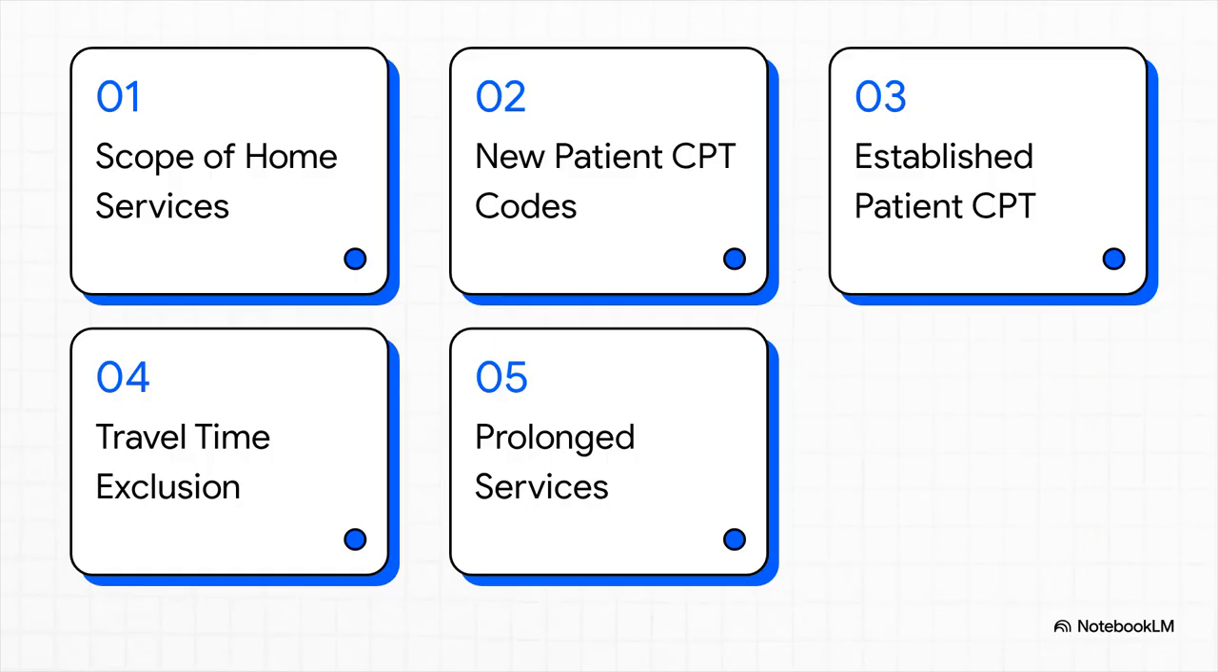Okay, here's our quick roadmap for today. We'll start with the scope of home services, break down the specific codes for new and established patients, tackle the dreaded travel time exclusion, and finally, wrap up with billing prolonged services.